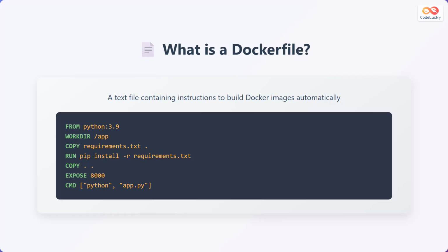For example, the Dockerfile here uses a Python 3.9 base image, sets the working directory to /app, copies the requirements file, installs the requirements, copies the application code, exposes port 8000, and sets the command to run the app.py file.